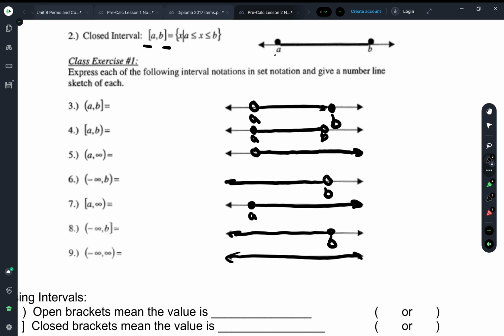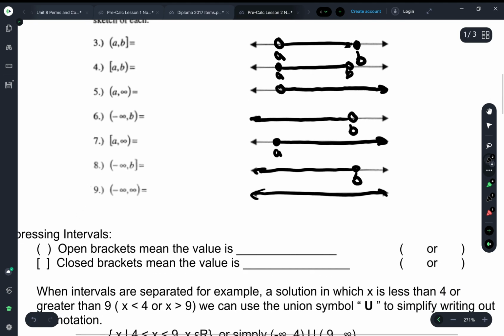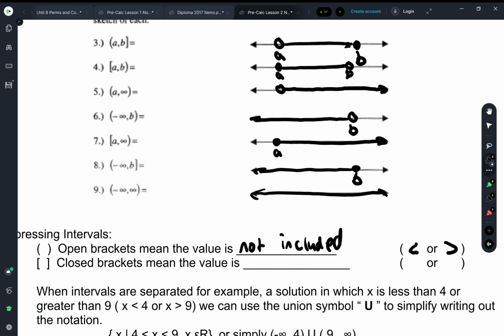Okay, any questions on that one? Okay, so again, just in review, open brackets means not included. Open brackets is the same thing as less than and greater than. Closed brackets means included, and that means less than or equal to, greater than or equal to.